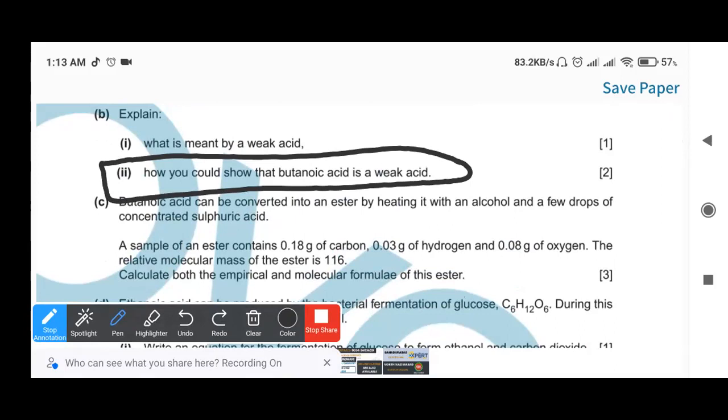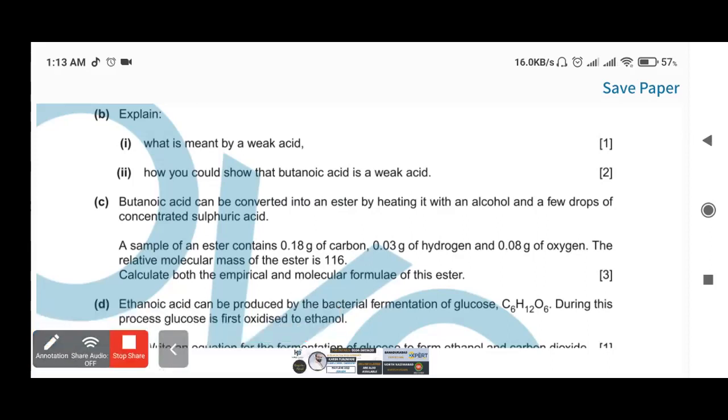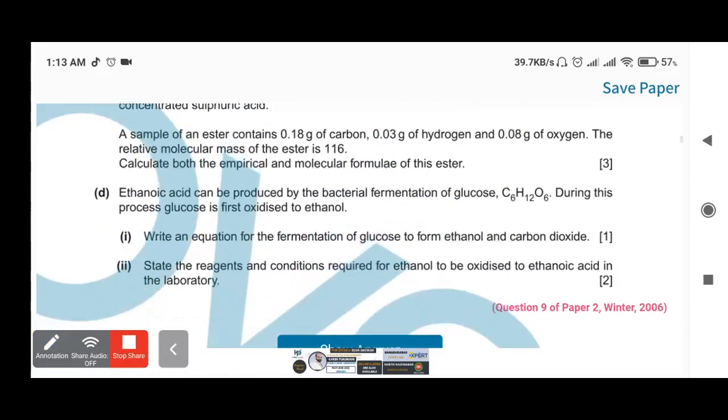Or we can also measure the pH. The pH of weak acids is more than 2. It may be 2, it may be 3, it may be 4. And the pH of strong acid is less. I mean, it's 0, 0.5, 1, 1.5, like that. So we can also measure pH to show that it's a weak acid.